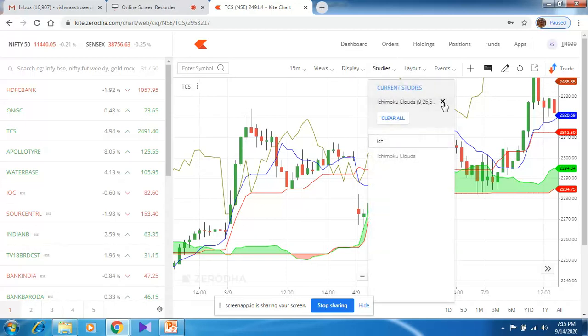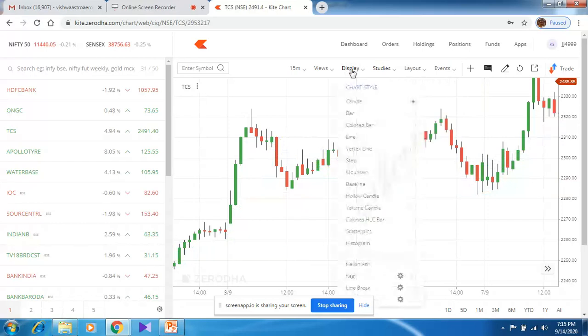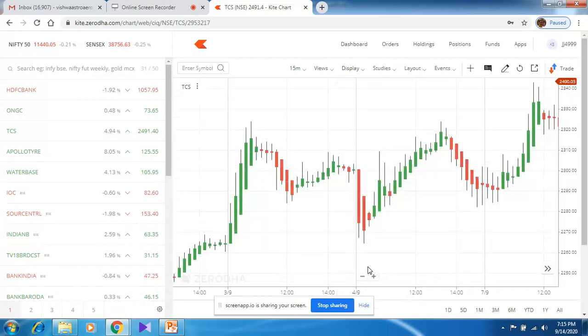So for that, what I will do is close this, go to display and click on Heikin-Ashi. There is this Heikin-Ashi. So basically, Heikin-Ashi only identifies the series of candles. Basically, it identifies the trend. It is used only for trend identification, whether there are long bodies or small shadows. As you can see, these are all long bodies, isn't it?